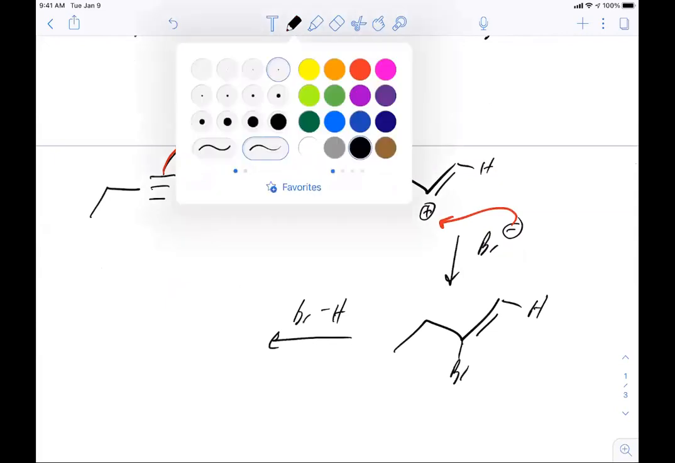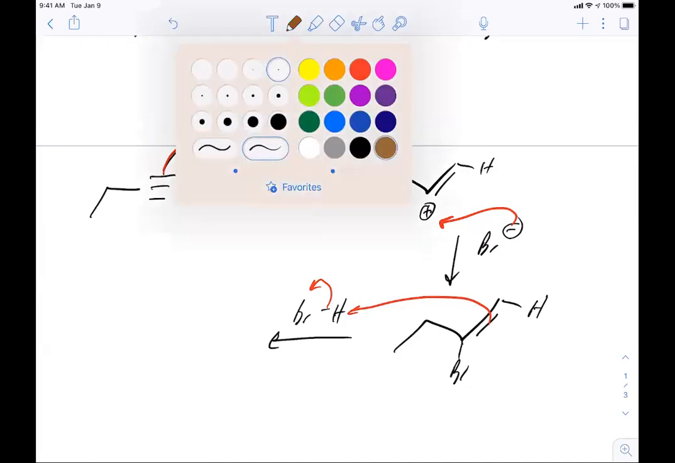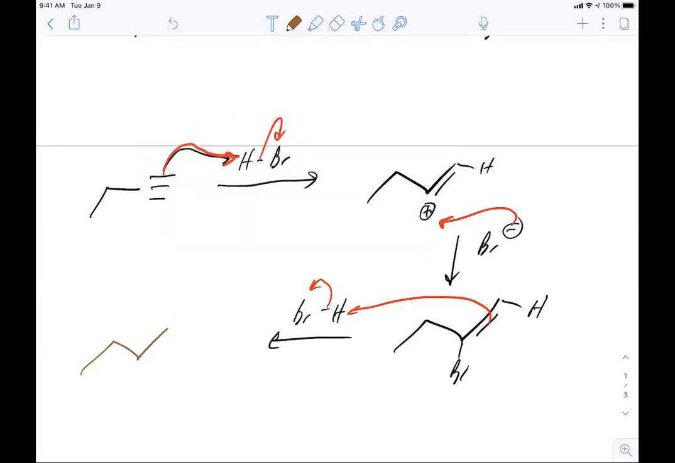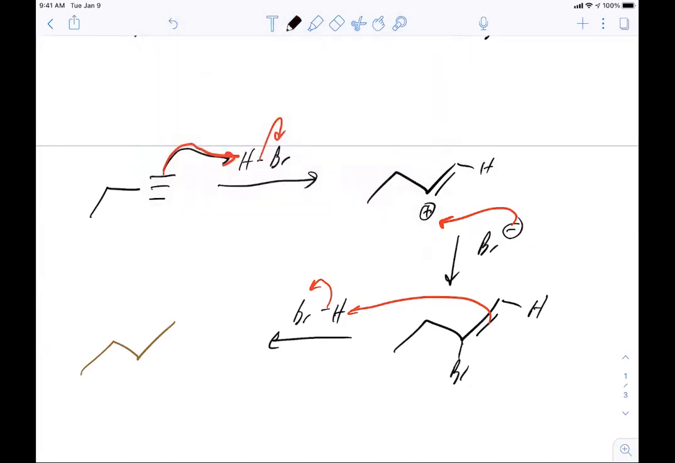So that alkene is still nucleophilic. That attacks the electrophile, the H, kicks off the bromine, and forms the most stable carbocation, which happens to be the carbocation that's next to the bromine.